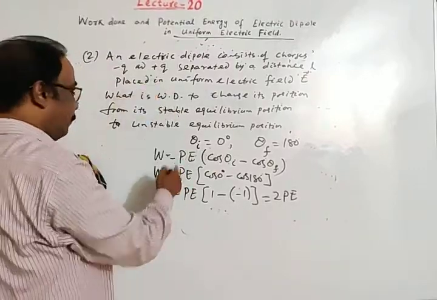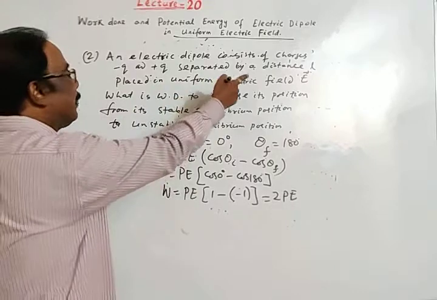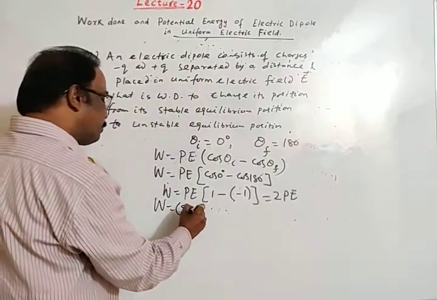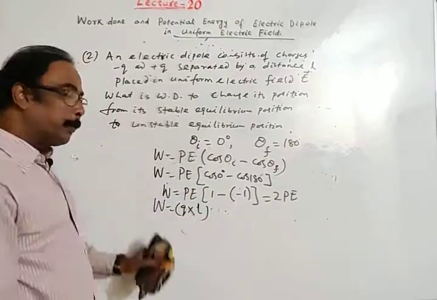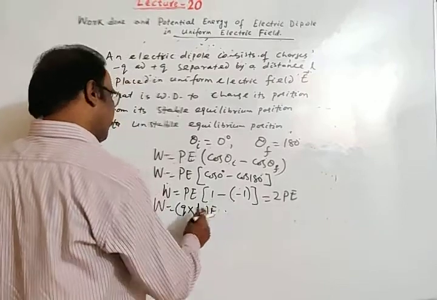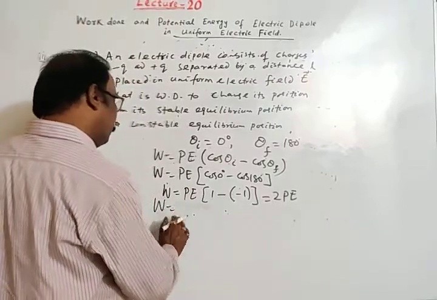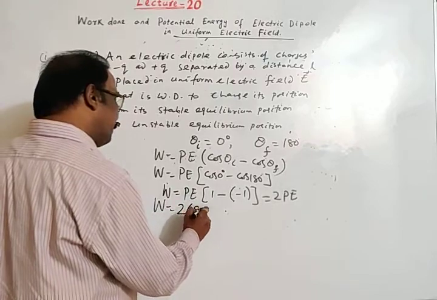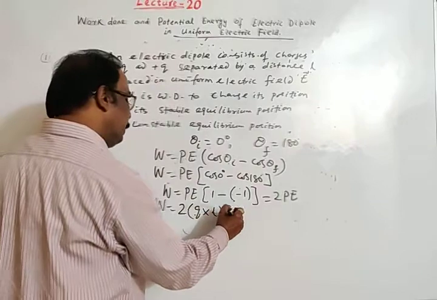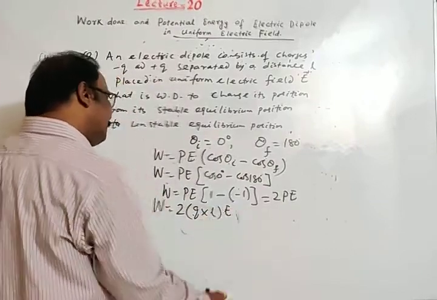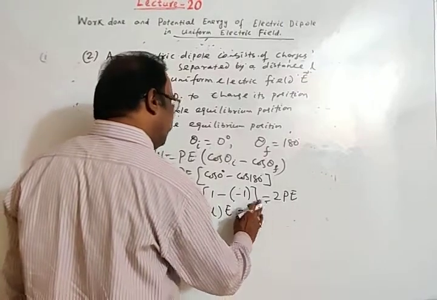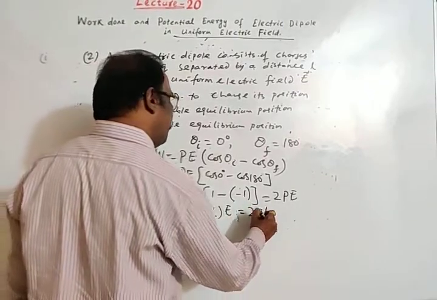Then question number 2. P is not mentioned, Q and L is mentioned. Then in this case, P dipole moment is charge into distance between two equal and opposite charges, so 2PE, with 2P replaced by Q into L. In place of 2L, L is given, into E. So leave it like this. Or you may write 2PE or 2QLE.